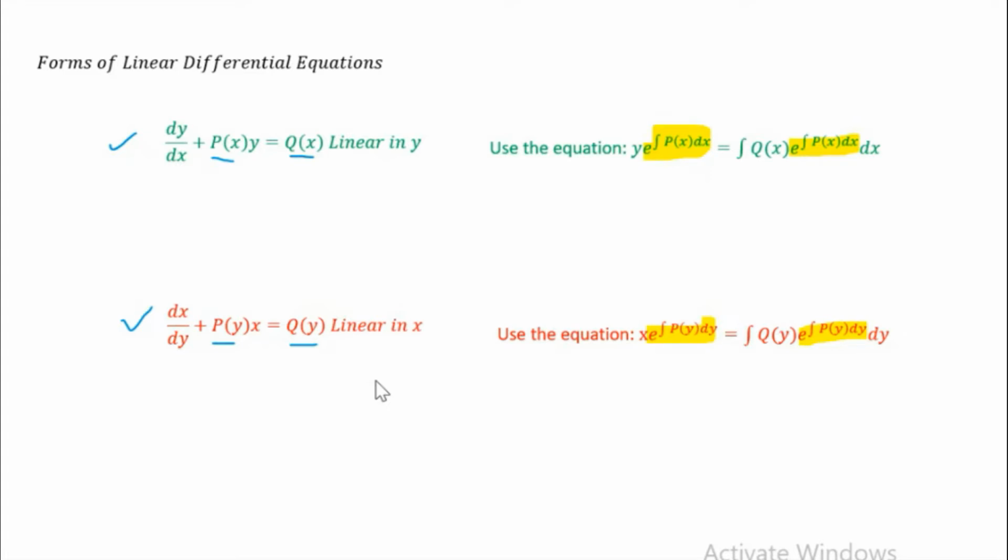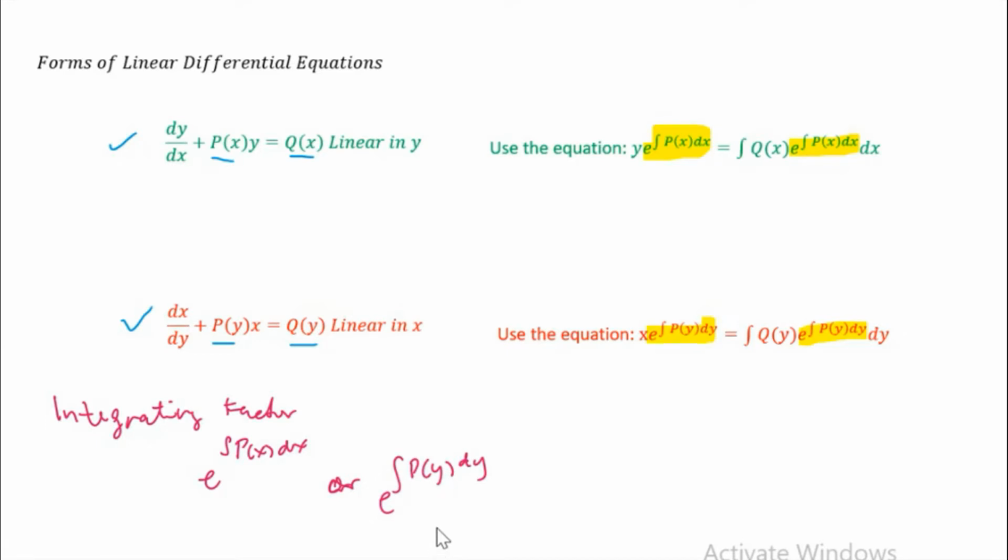After you have identified the values of those functions, then solve for the integrating factor. As I said earlier, the integrating factor is e raised to the integral of p of x dx, or e raised to the integral of p of y dy. So that is our step number two: solve for the integrating factor.